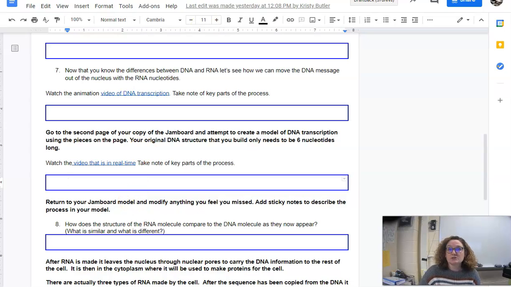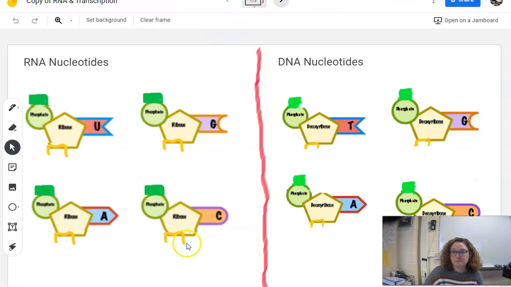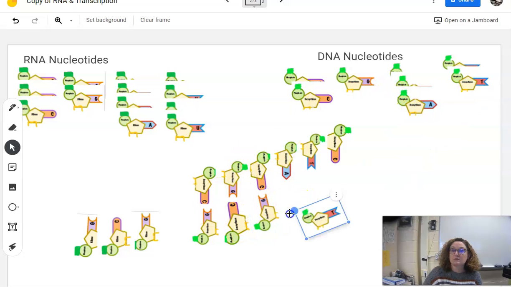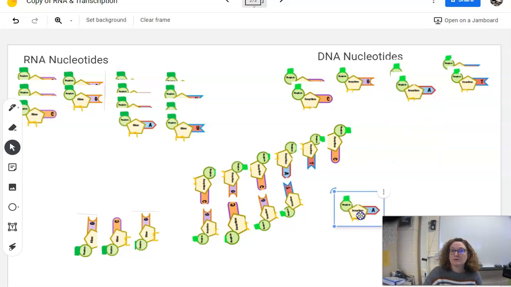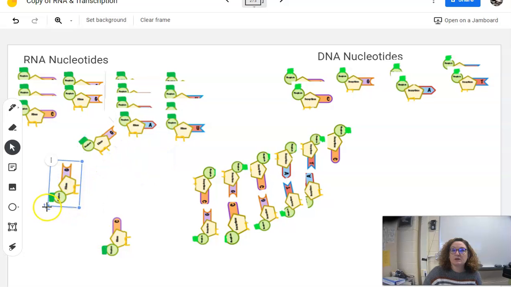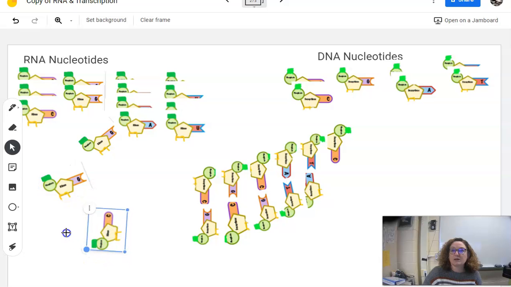Then what I want you to do is go back to your Jamboard, and on the second slide, you're going to first build a DNA molecule that will look something like this, where you put just some of the letters in together, pair them up with their complementary pairs. Okay, so I have C with G, G with C, C with G, A with T. So pair those up. So I'm starting with DNA.